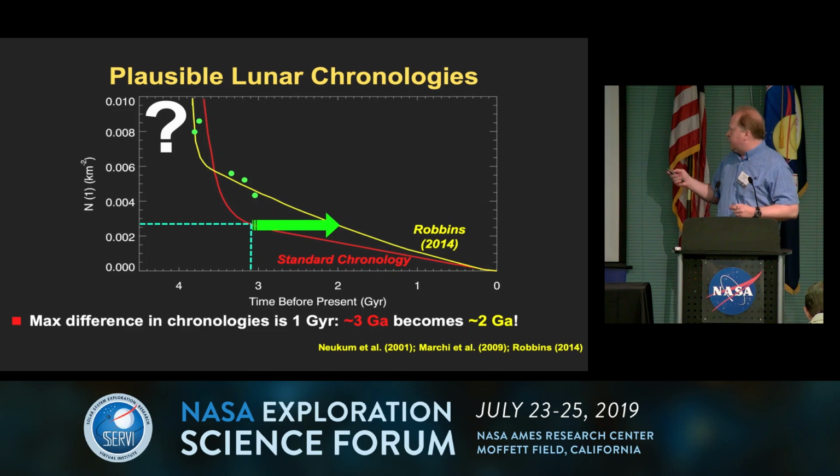So the question is, is this billion-year shift real? Is it actually true, or did we get it right in the old days? And how do you test this, short of going back and getting new samples?